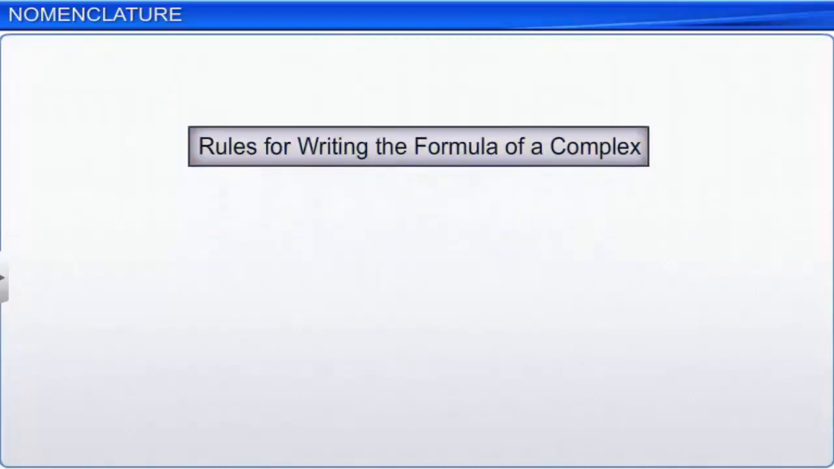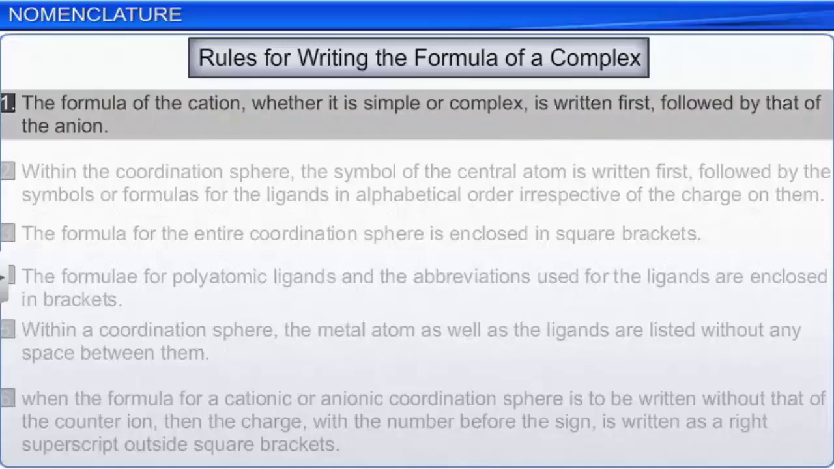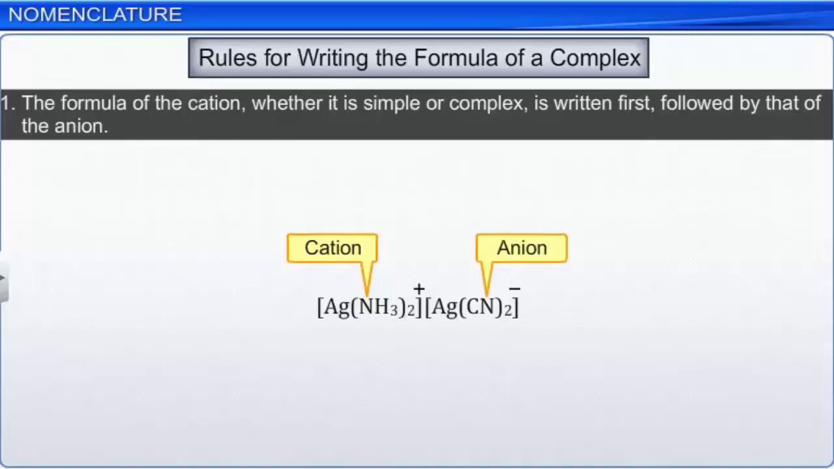The first rule is the formula of the cation, whether it is simple or complex, is written first, followed by that of the anion. For example, in the complex shown here, the cation sodium is written first, followed by the anionic coordination entity. Similarly, in the complex containing a complex cation and a complex anion shown here, the complex cation [Ag(NH3)2]+ is written first, followed by the complex anion [Ag(CN)2]-.